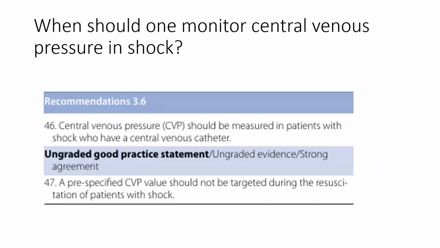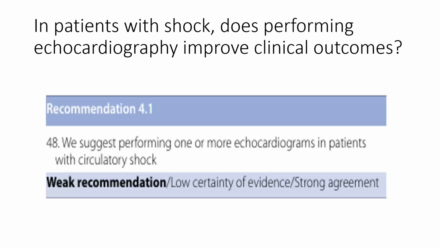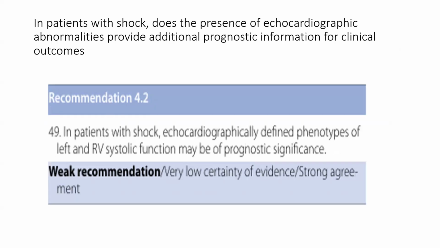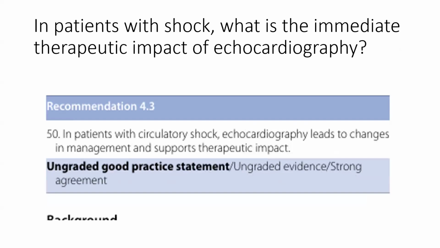Also, CVP should be measured whenever the patient has a central venous catheter. A pre-specified CVP value should not be targeted during resuscitation of patients with shock. It is always recommended to perform one or more echocardiograms in patients with circulatory shock. Also, in patients with shock, echocardiography-defined phenotype of left and RV systolic function may be of prognostic significance. In patients with circulatory shock, echocardiography leads to changes in management and supports the therapeutic impact. Thank you guys.